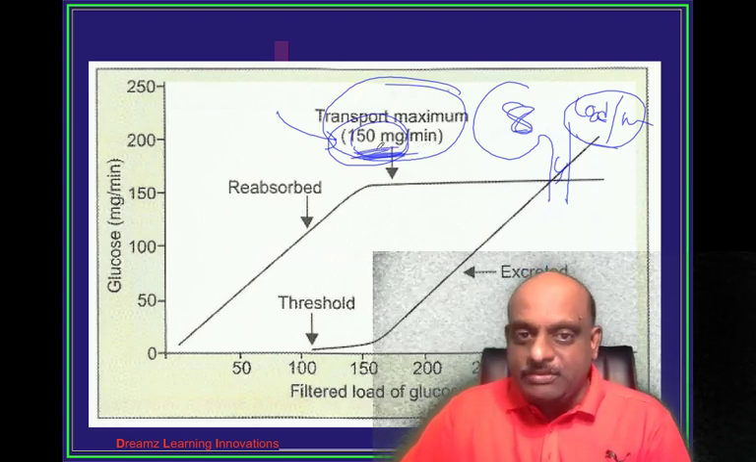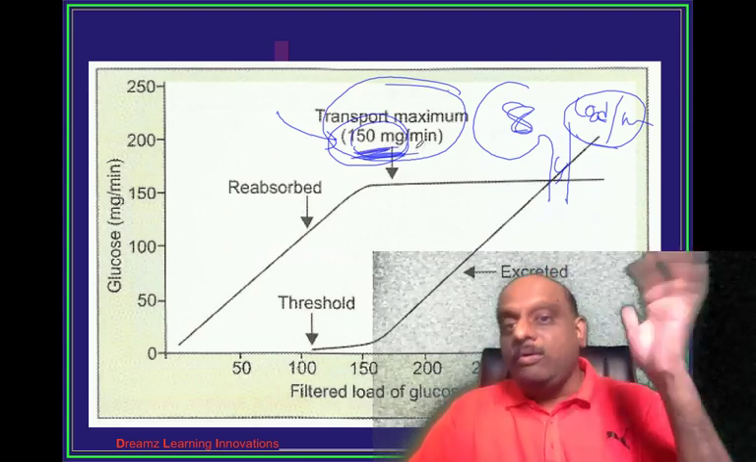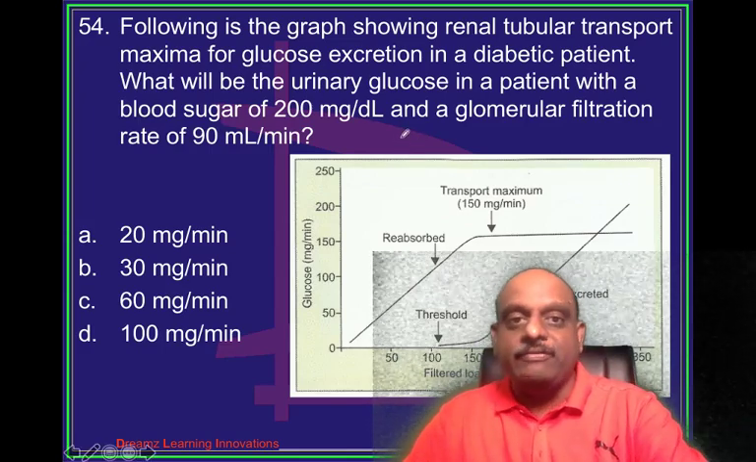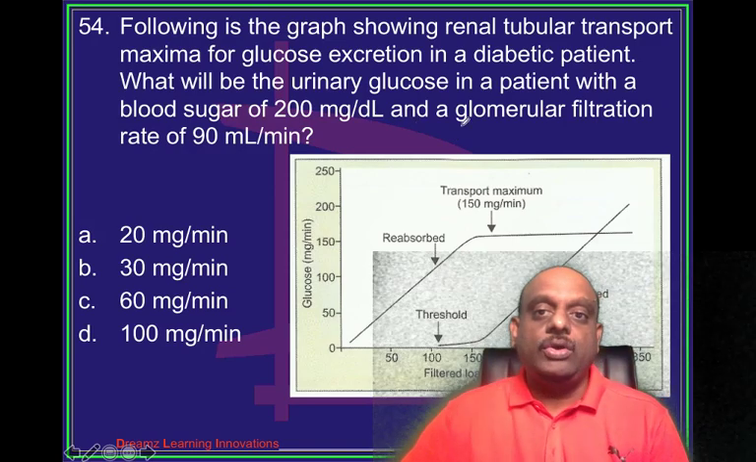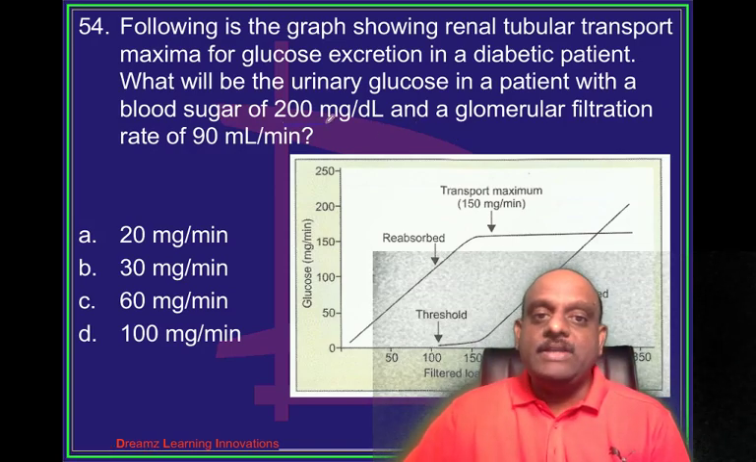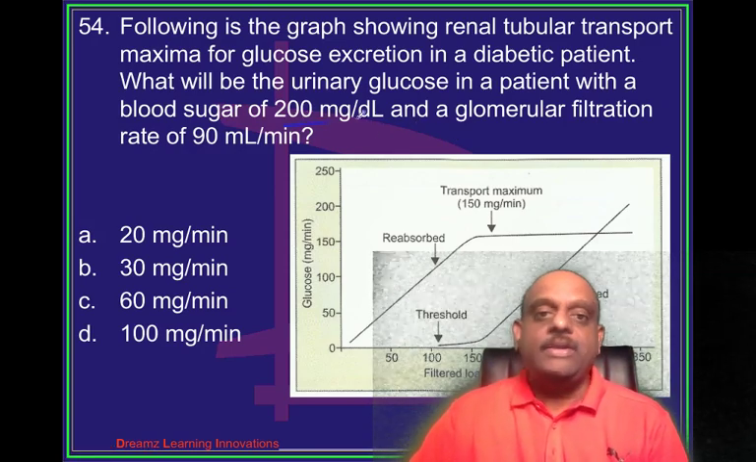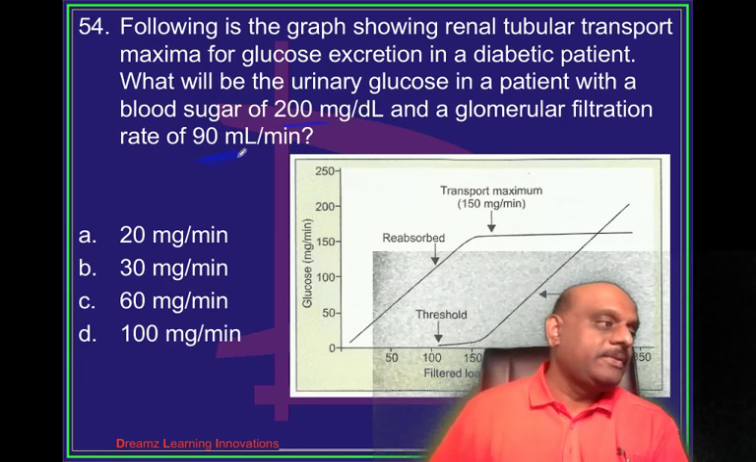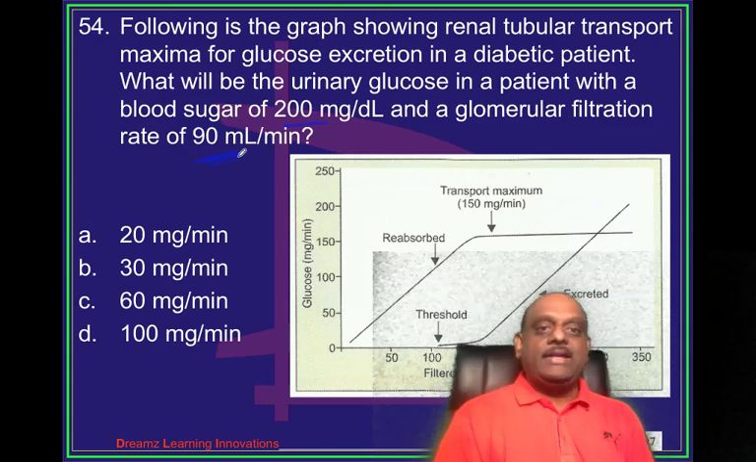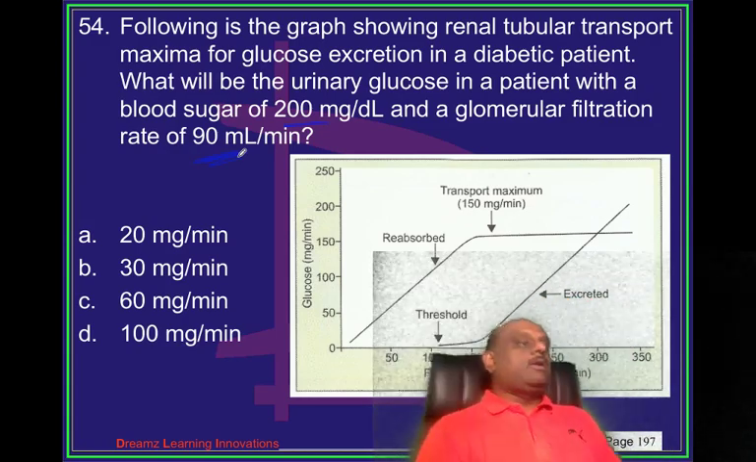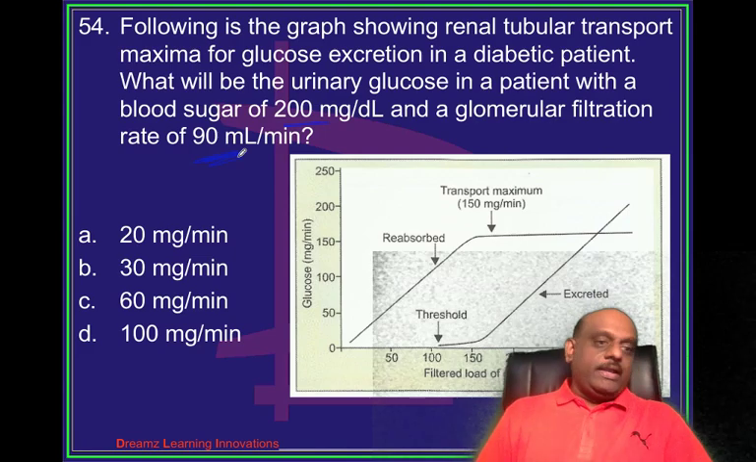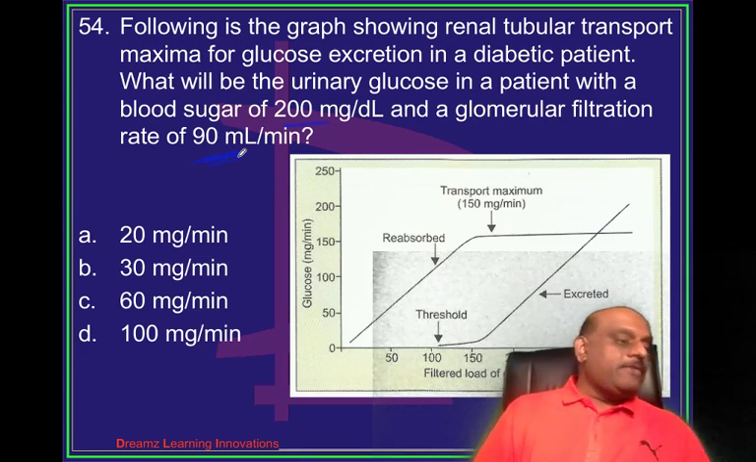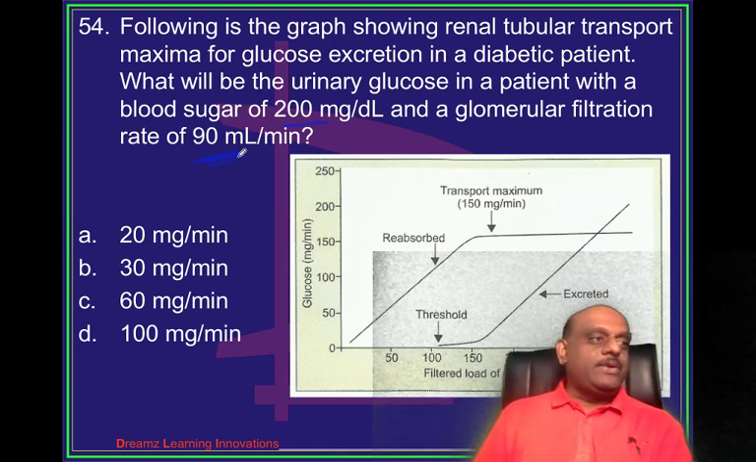If the amount of glucose is filtered more than 150 milligram in this case, because tubular maximum is 150, above 150 is all excreted into the urine. Abhi answer karo, fadafat. So the patient's blood sugar is 200 and the glomerular filtration is 90. So in this given context, what will be the urinary glucose? इसका सही जवाब जो देता है, he is the man of the match for the physiology for today's evening.